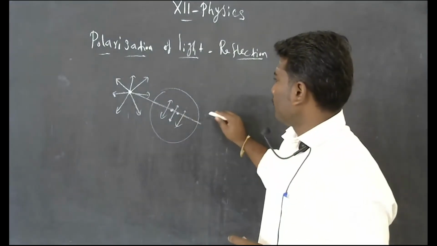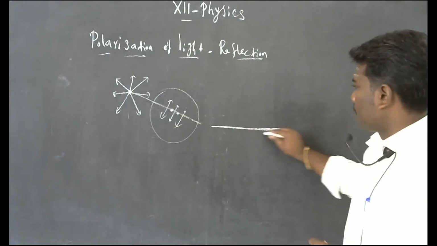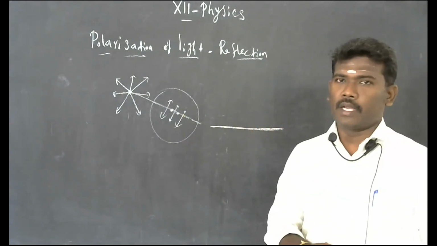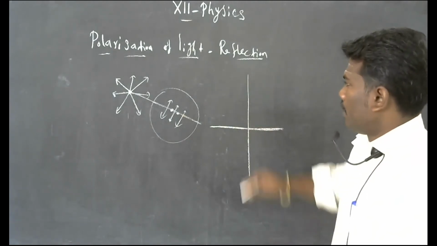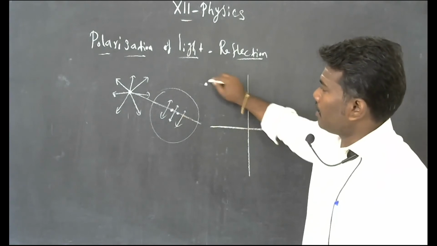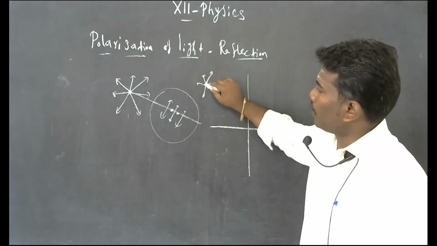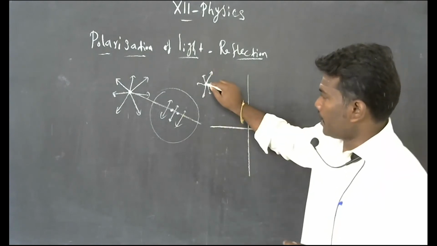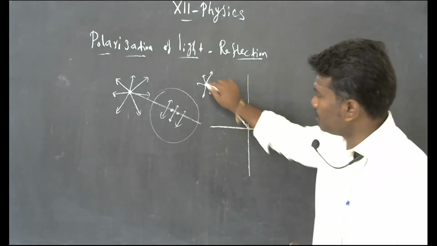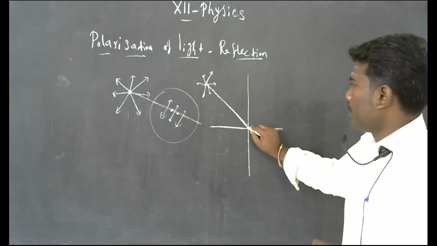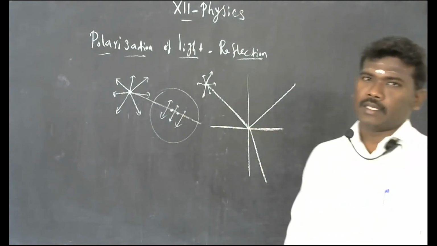Now consider one reflecting surface. It is partially reflected and partially refracted. If you draw the normal here, the light rays from the source produce unpolarized light. So the unpolarized light is incident on the reflecting surface. A few of the light rays are reflected and a few of the light rays are refracted.